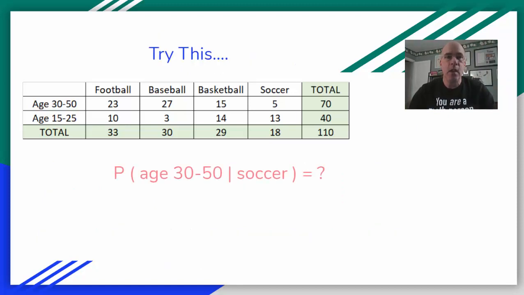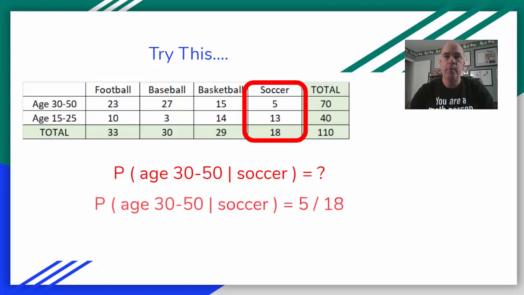Let's try this one. What is the probability that someone is age 30 to 50 given that they like soccer? Okay. How have we split up the population? We do want the probability someone is aged 30 to 50, but I only want to look at soccer players. So here's my sample space for this problem. It's only the soccer players. There's 18 of them. 5 of them are in that correct group. So it's 5 out of 18.